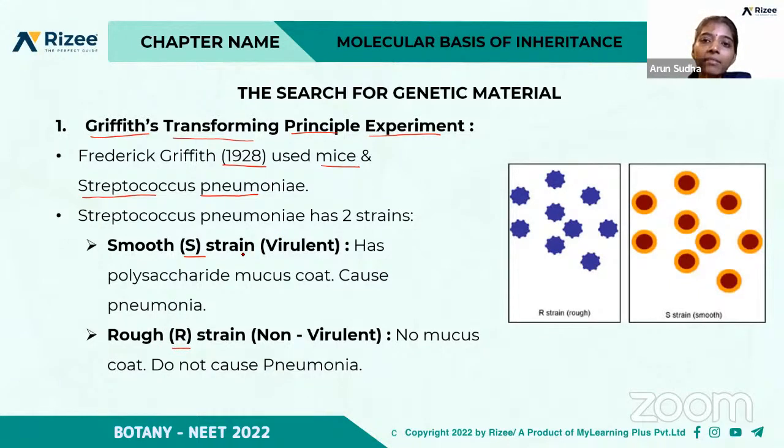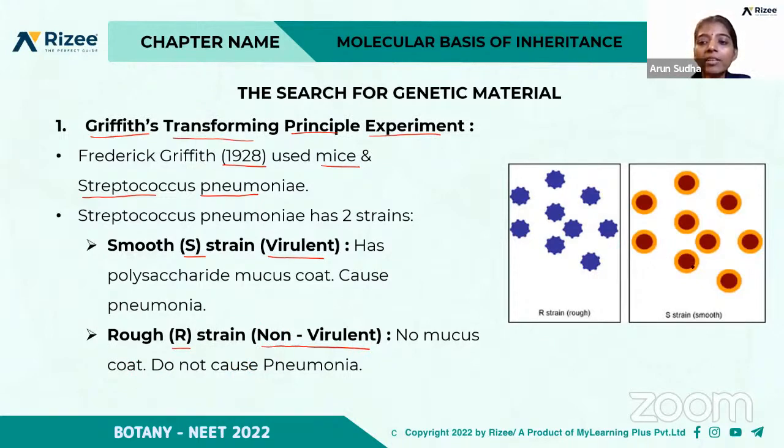This S strain, which is also called the smooth strain or the virulent strain, right? Virulent means it can cause disease. So this has a polysaccharide mucus coat and it causes pneumonia. This Streptococcus pneumoniae is the organism which is responsible for causing pneumonia. Then there exists another strain, the R strain, which is non-virulent. Here there is no mucus coat and it did not cause pneumonia.